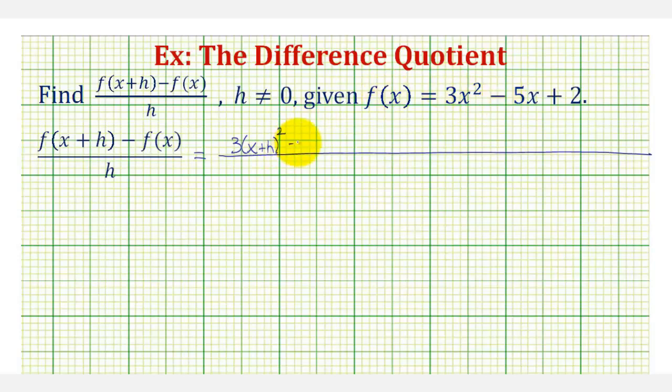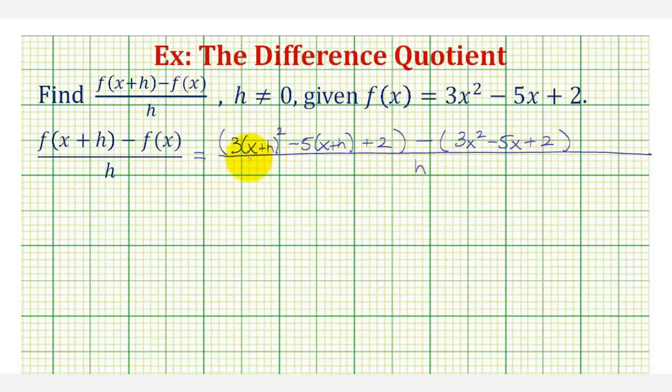And then instead of minus 5x, we'll have minus 5 times the quantity x plus h. And then we have plus 2. So this is f of the quantity x plus h. Let's go ahead and put this in parentheses to keep things organized. And now we'll subtract f of x. So we'll subtract the quantity 3x squared minus 5x plus 2. It is important that we have these parentheses around f of x so that we make sure we subtract the entire function. And all this is divided by h.